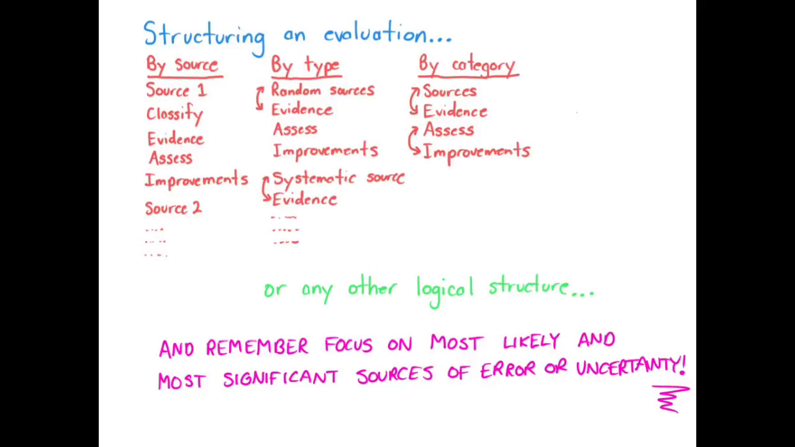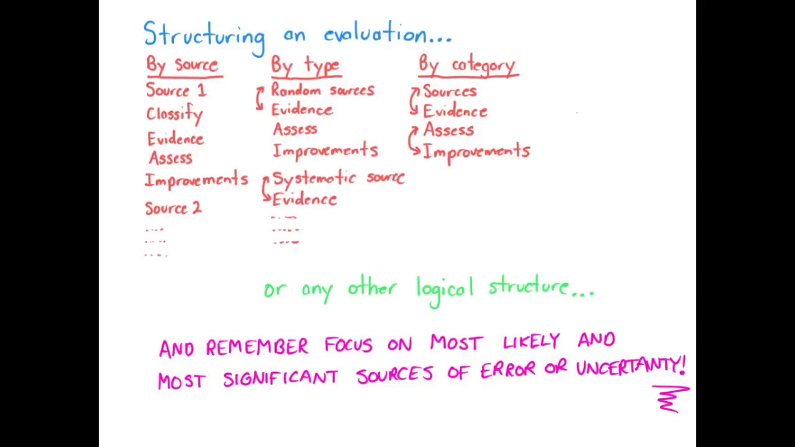We might do it by type. So we might talk about random sources of error and the evidence, or we might talk about our results and the evidence in them of an error, and then talk about what those random sources are. So we could interchange both those first two categories, and then we might make some assessment of our data and suggest some improvements related to, for example, random sources if we did that first. And then we could use a similar process and talk about the systematic errors. So we look at the two different types of errors separately.